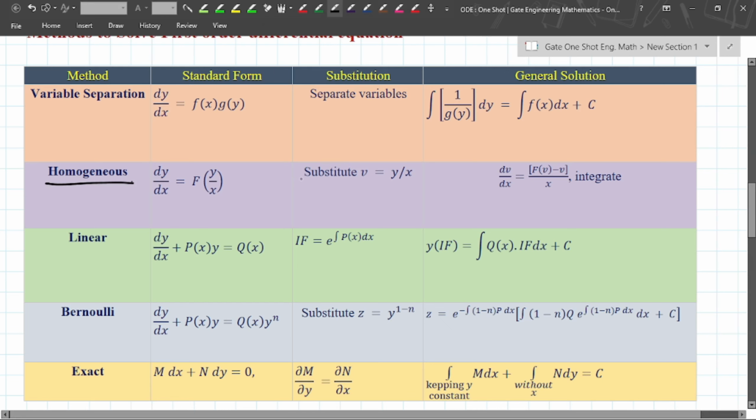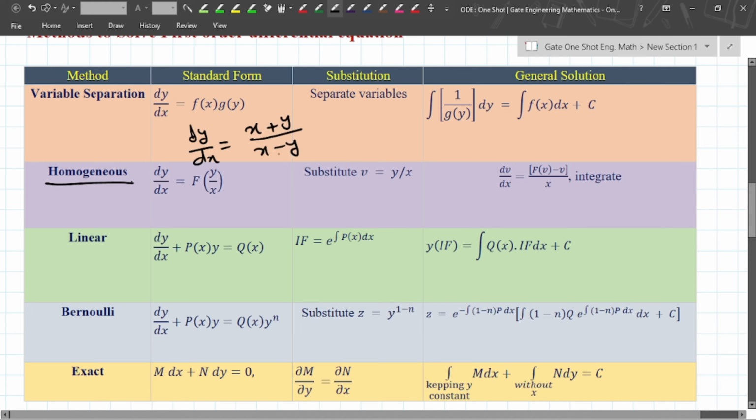The next one is the homogeneous differential equation. It is also a method in which you can solve linear and non-linear differential equations. But the thing is that you should be able to write the function in the form of y by x. For example, I'm taking dy by dx equals x square plus y square, or x plus y upon x minus y.